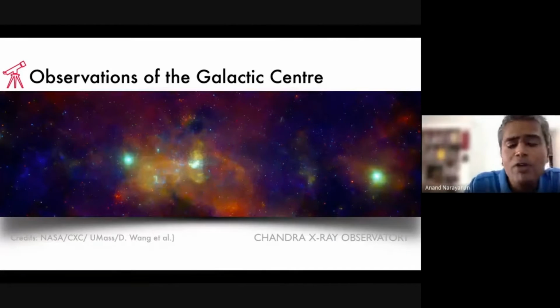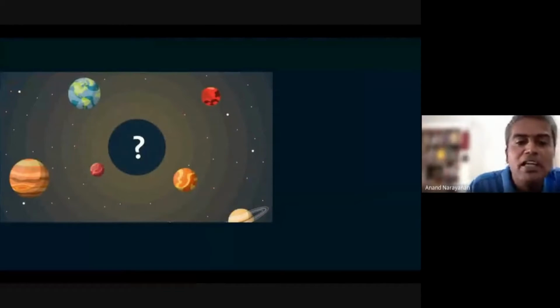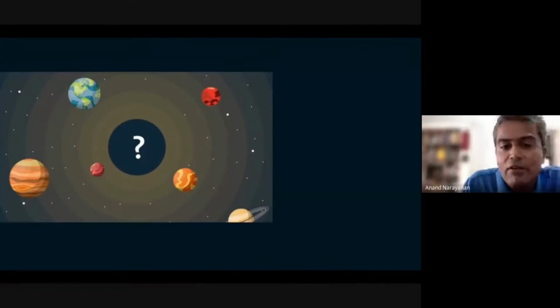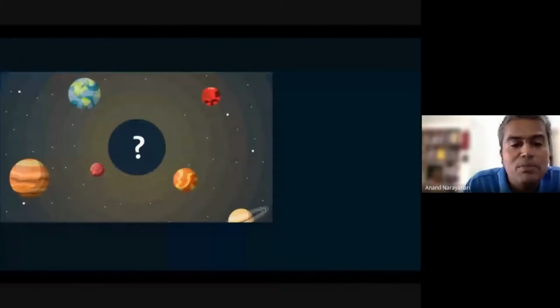So how does motion help us to determine mass? The idea is very simple. Let's take the case of our own solar system. Let's say that we cannot see the sun, or the sun is not emitting any light, but it is present in the center of our solar system. So the sun has mass, and it's present in the center of our solar system.